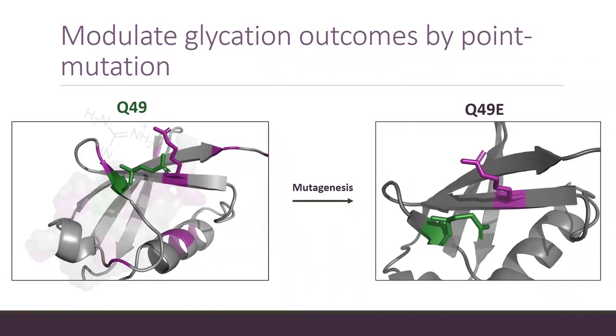Any other questions? If not, I've got one. Particularly when you're looking at ubiquitin, is glycation part of the normal cell process? Is it something that would be seen to happen normally in the body?